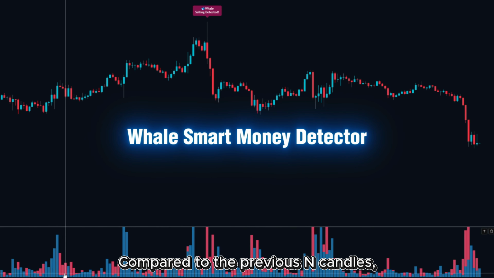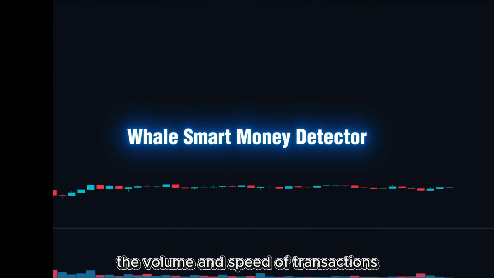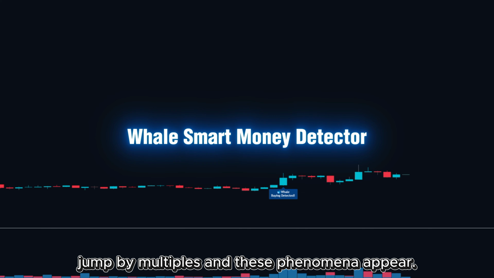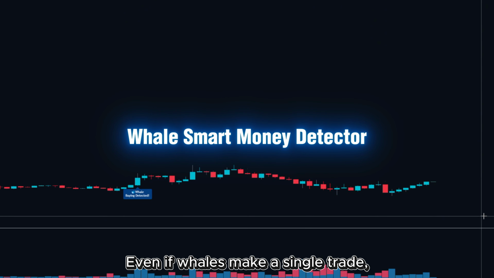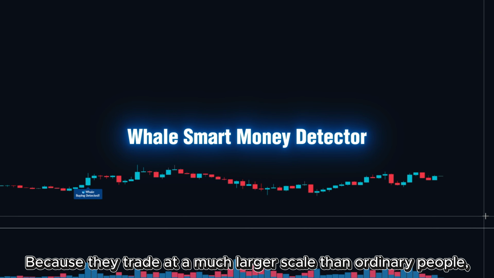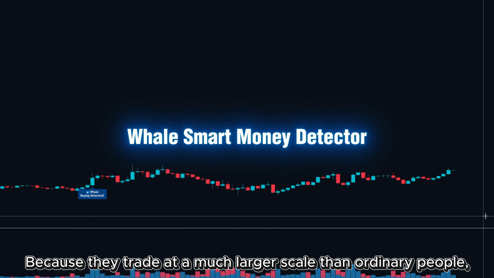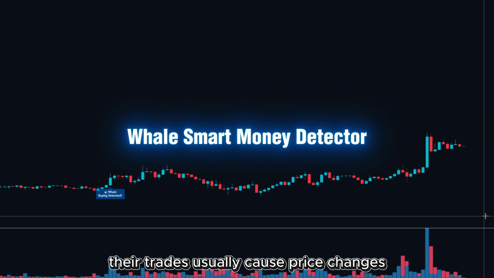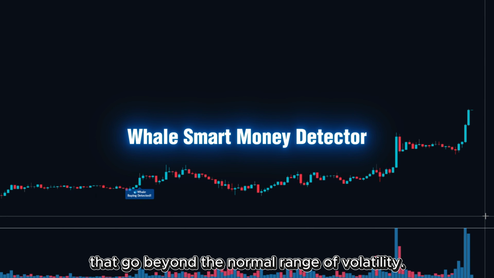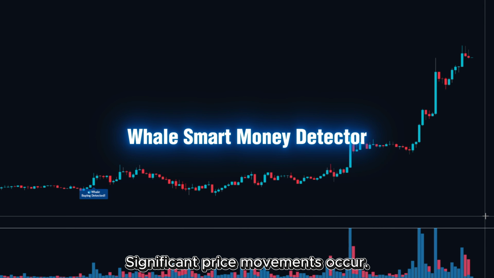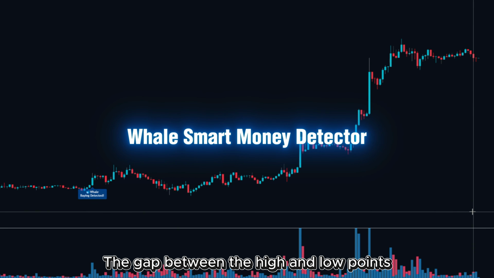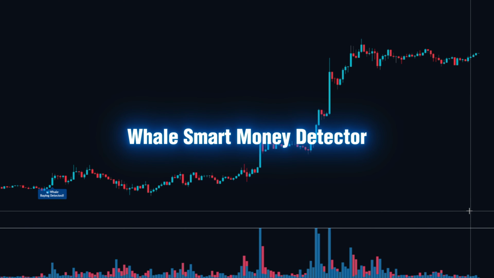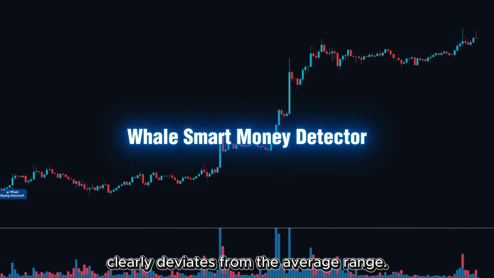Compared to the previous N candles, the volume and speed of transactions jump by multiples, and these phenomena appear. Third, the impact on price. Even if whales make a single trade, because they trade at a much larger scale than ordinary people, their trades usually cause price changes that go beyond the normal range of volatility. Significant price movements occur. Fourth, the physical range of the candlestick expands. The gap between the high and low points clearly deviates from the average range.